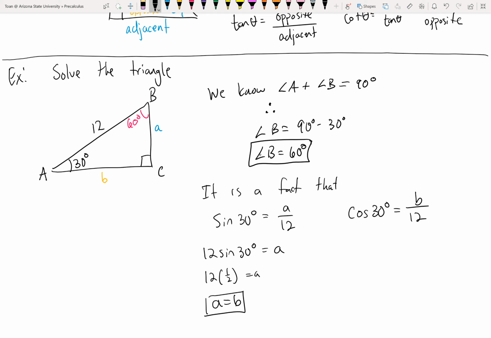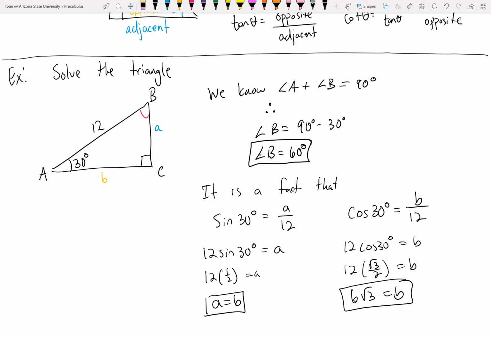Multiply both sides by 12. Me being a good trig student, I should know that cosine of 30 degrees is radical 3 over 2. And then, of course, that's 6 radical 3. Right? So there we go. We solved this triangle. And that's what it means to solve a triangle, is to find all of the missing pieces.